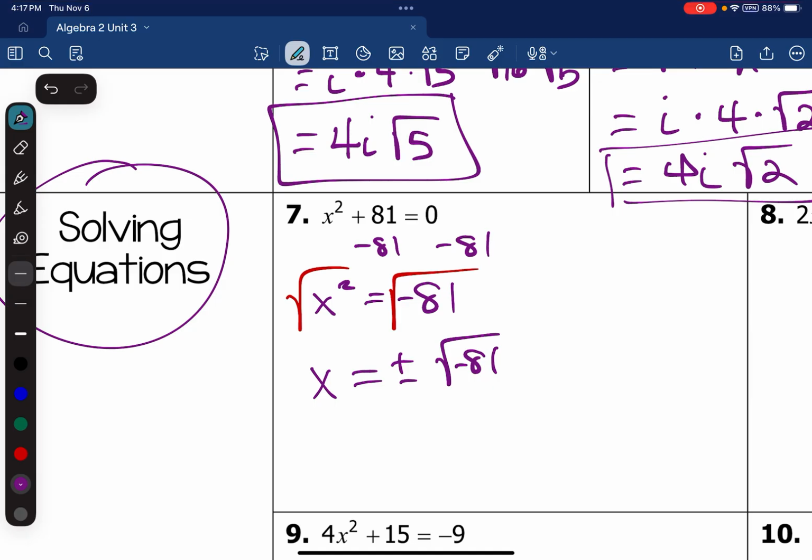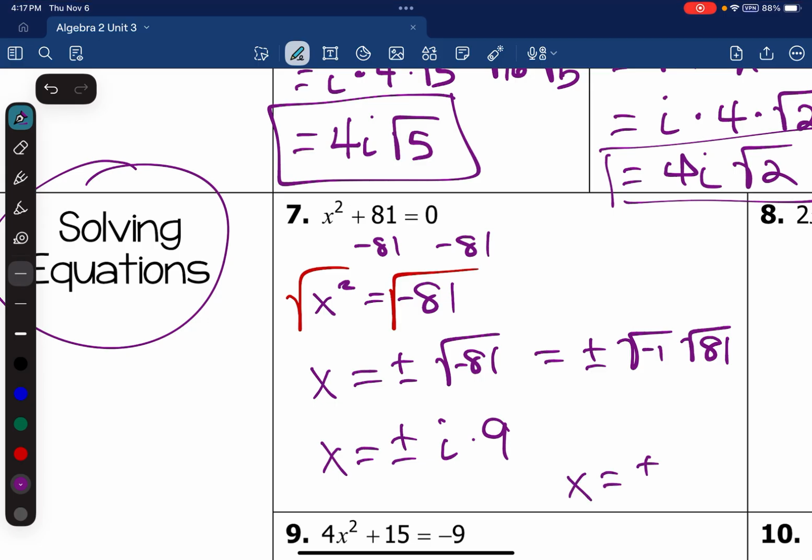Well, now we have to break this apart. I have plus or minus radical -1 times radical 81. x equals plus or minus i times 9, and now we just have to write it in the right way. x equals plus or minus 9i. So we have two answers, a positive 9i and a negative 9i.